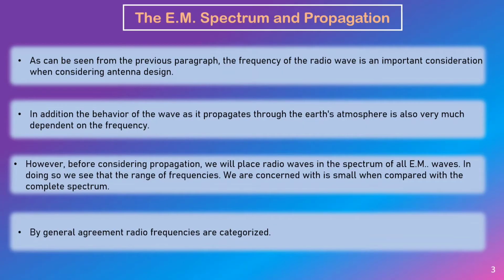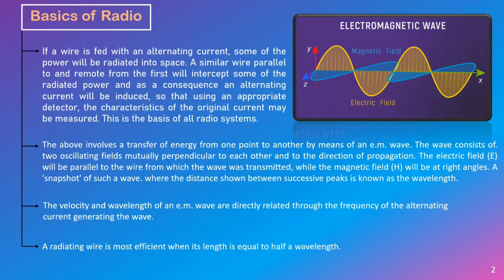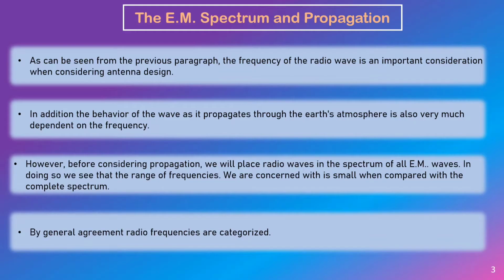The EM spectrum and propagation. As can be seen from the previous paragraph, the frequency of a radio wave is an important consideration when considering antenna design. In addition, the behavior of the wave as it propagates through the Earth's atmosphere is also very much dependent on the frequency. However, before considering propagation, we will place radio waves in the spectrum of all EM waves. In doing so, we will see that the range of frequencies we are concerned with is small when compared with the complete spectrum. By general agreement, radio frequencies are categorized.